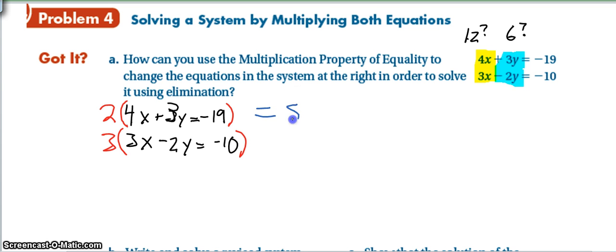So if I analyzed the two equations that we started with and looked to match those y's, I needed to multiply the top equation by 2 and the bottom equation by 3. So now I get that 8x plus 6y is equal to negative 19. And in the bottom equation, I get that 9x minus 6y is equal to a negative 30. And again, I only get one shot to do this, so I have made a mistake. That negative 19, pat yourself on the back if you caught that, should be a negative 38.